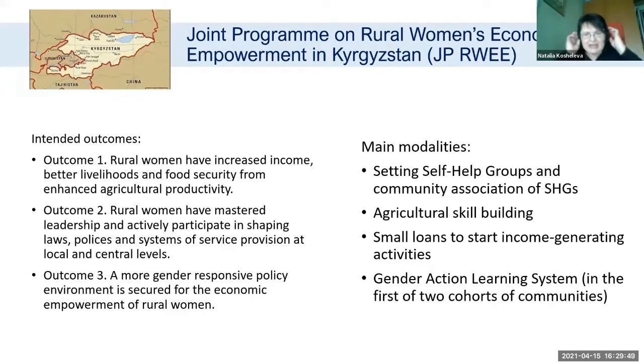And an interesting aspect of this program is that it was rolled out in 2 waves. So by the time of the final evaluation, they had 2 cohorts of communities. And the first cohort started a year before the second one. And because they had more time in the first cohort communities, they also had time to roll out the gender action learning system, the methodology to change the gender balance mostly in families, which was developed by IFAD and was brought by IFAD to this program.